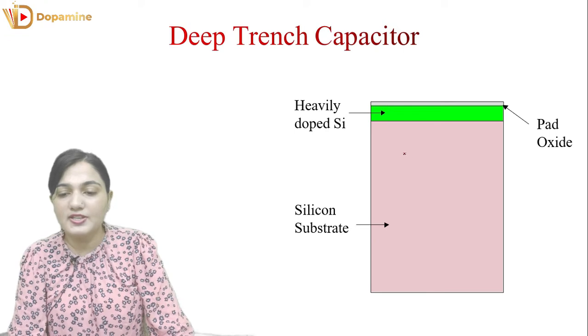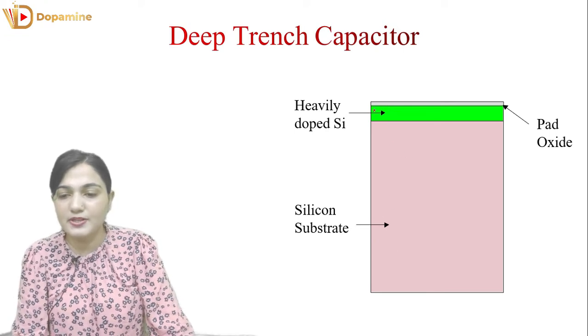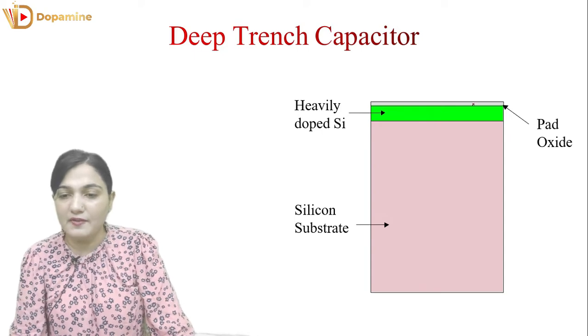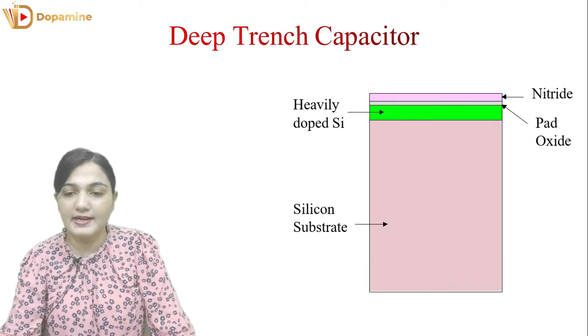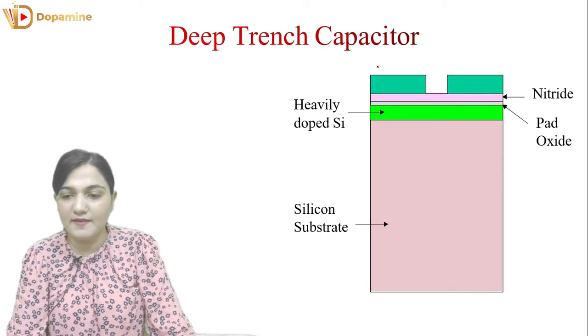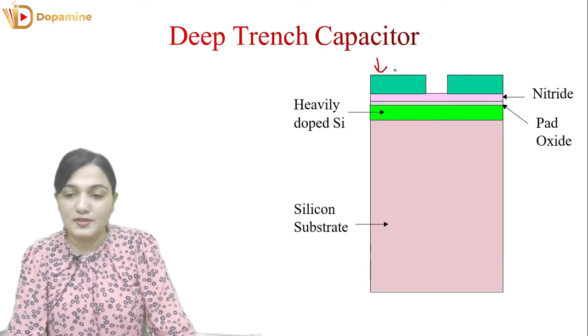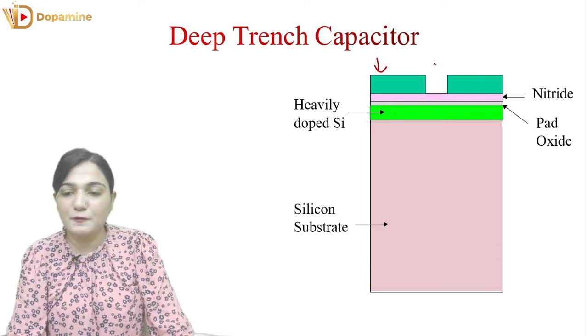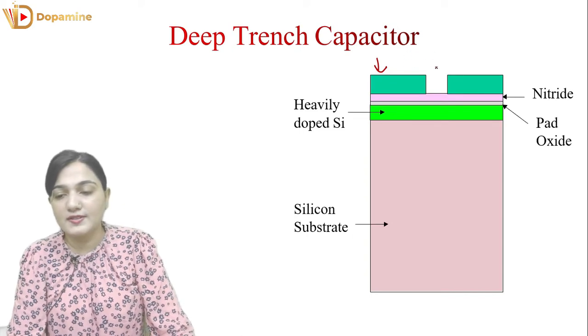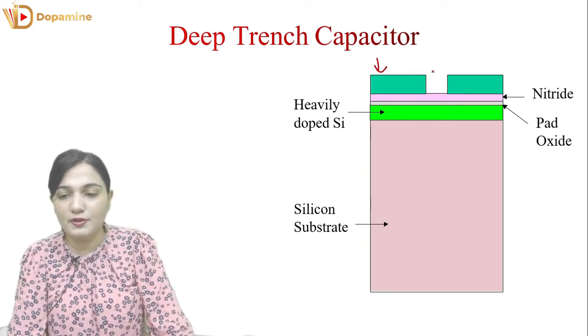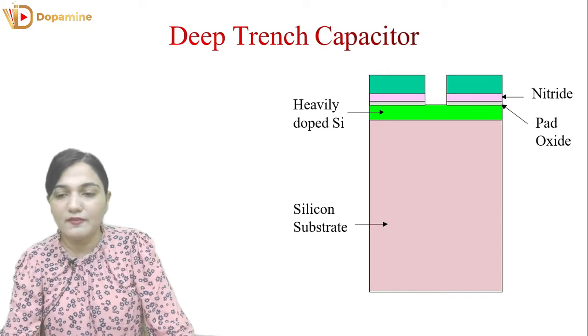Here in the deep trench capacitor, we have a silicon substrate over which we have a heavily doped silicon, and over that we have a pad oxide layer, right? First of all, we are going to develop the nitride layer over it, and after that we'll have a photoresist process over it. The full photolithography process will happen: photoresist development, then the mask, exposure, photoresist removal from here, photoresist etchback process, and here we will be forming a trench with the photoresist.